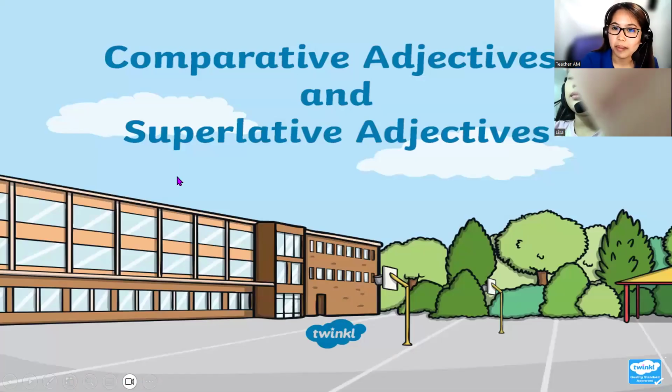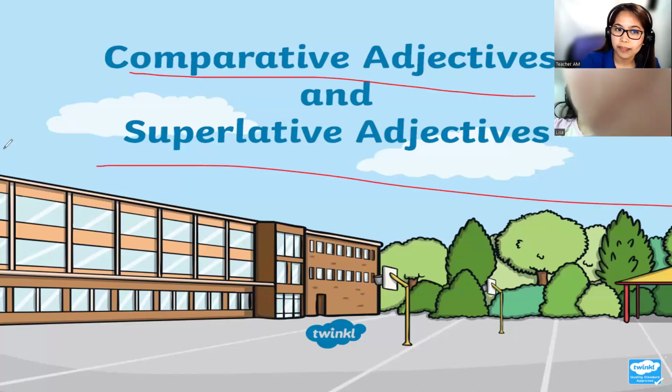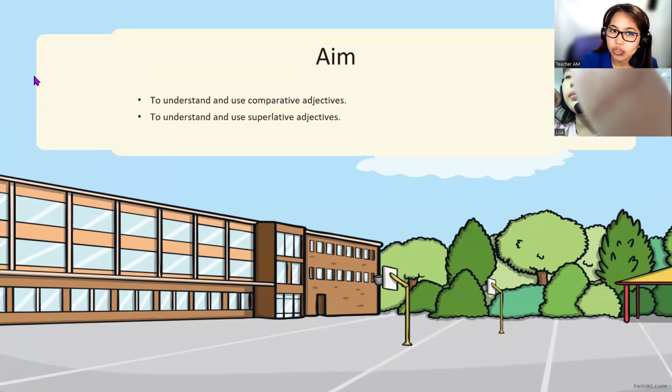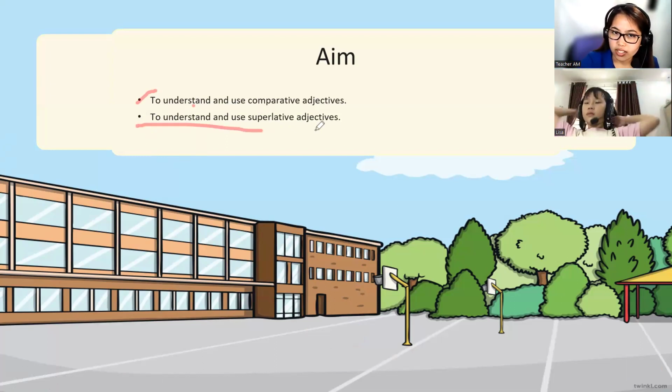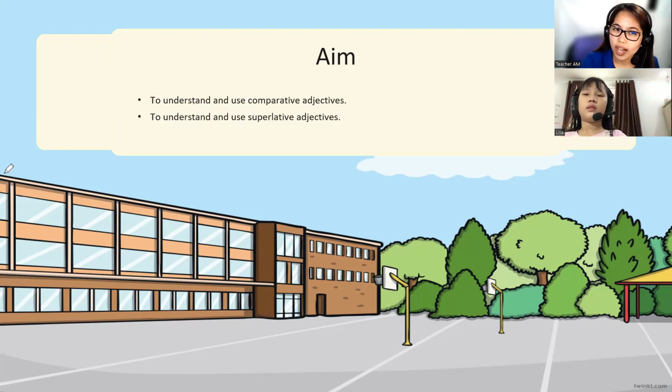So let's get started. We're going to learn grammar. It's all about comparative adjectives and superlative adjectives. We have two goals for today. Our first goal is to understand and use comparative adjectives. Our second goal is to understand and use superlative adjectives. Do you have any idea about superlative and comparative adjectives, Dolin? No. Very good. So today you will know about it.